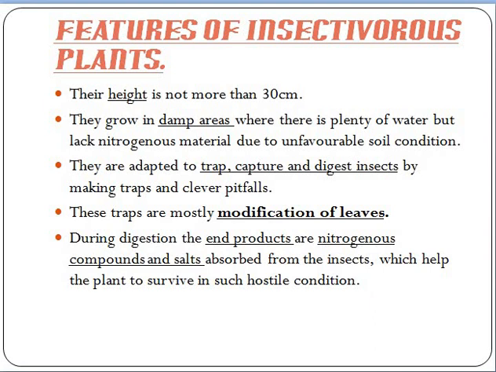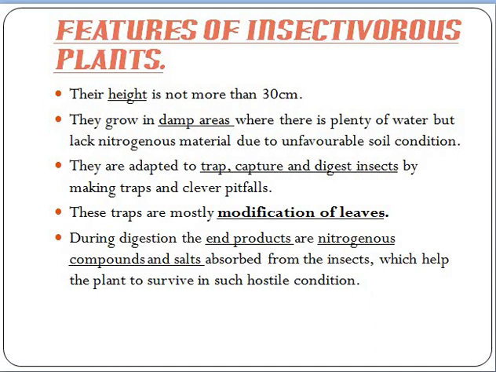Then they are adapted to trap, capture and digest insects by making traps and clever pitfalls. So they have traps on their body to capture the insect. These traps are mostly modifications of leaves. Means the traps which we are discussing here are mainly leaves only. The leaves have changed into traps.